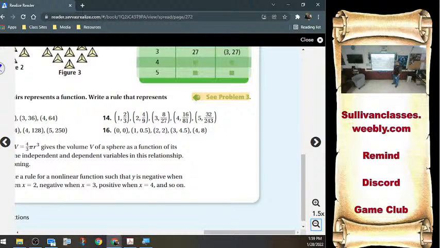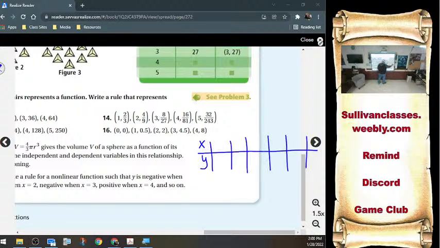I mean, if you did 14, well, I think we can figure it out. X's go 1, 2, 3, 4, 5. I don't care whether we did it or not. It's still good practice for today. 1, 2, 3, 4, 5. 2/3, 4/9, 8/27, 16/81, 32/243.